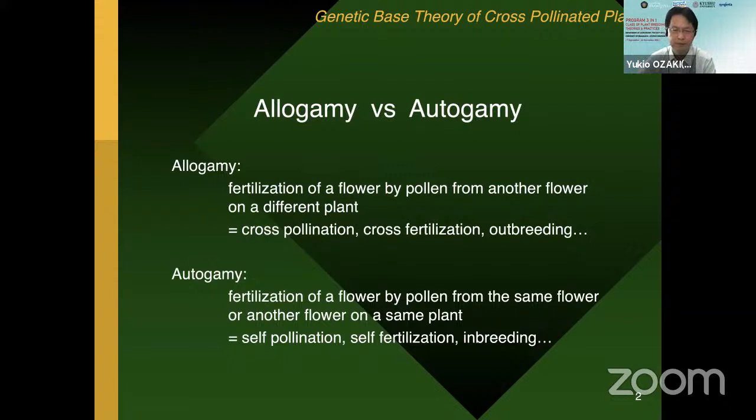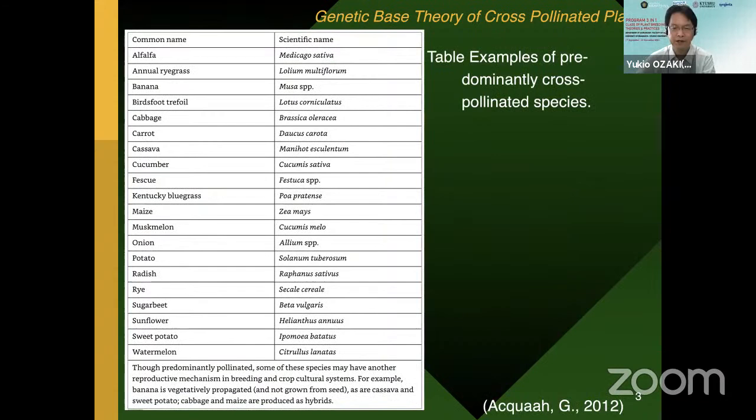Allogamy occurs when fertilization of the flower of a plant occurs by pollen donated by a different plant within the same species, and is synonymous with cross-pollination, cross-fertilization, or outbreeding, involving the actual fusion of gametes. This table shows an example list of allogamous species. Although some of these species are capable of artificial self-crossing, cross-pollination is commonly observed in the natural state because of the mechanisms that prevent self-crossing.